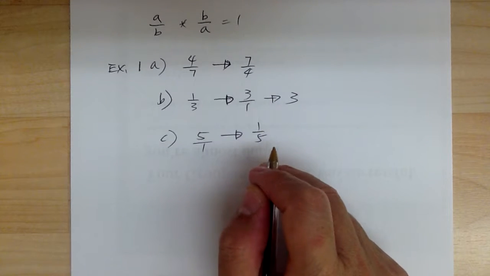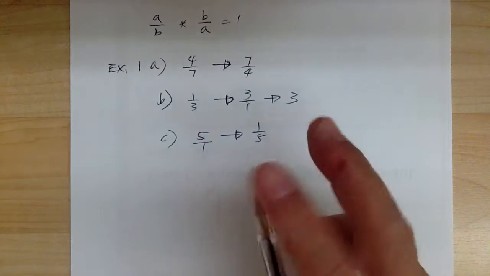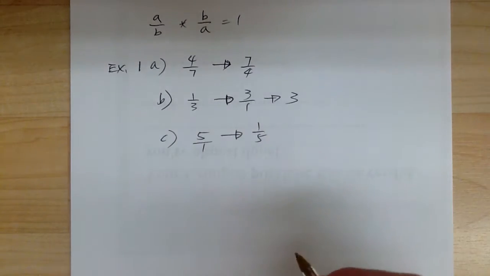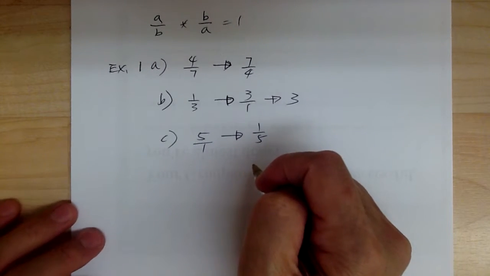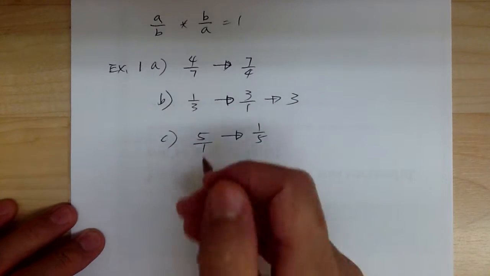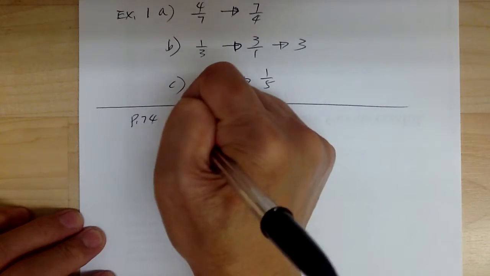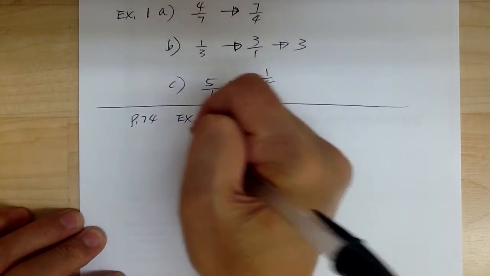So those are reciprocals: you flip upside down. Now the reason you need to know reciprocals is that when you're dividing, you have to make them into reciprocals. Okay, so let's go to example 2, page 74.